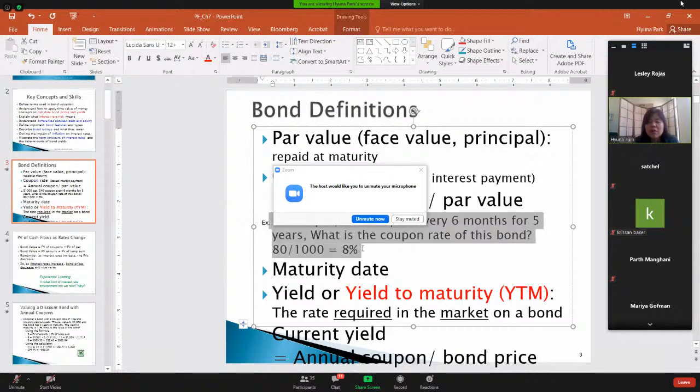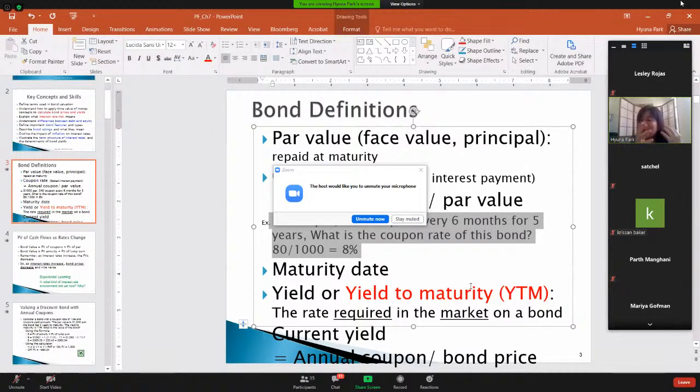So, $1,000 par value, and that will be paid in 5 years. And every 6 months, you're going to get $40. So $40, how many times? 20 times. And at the end of the 20 periods, you're going to get $1,000. How much are you willing to pay for that security?